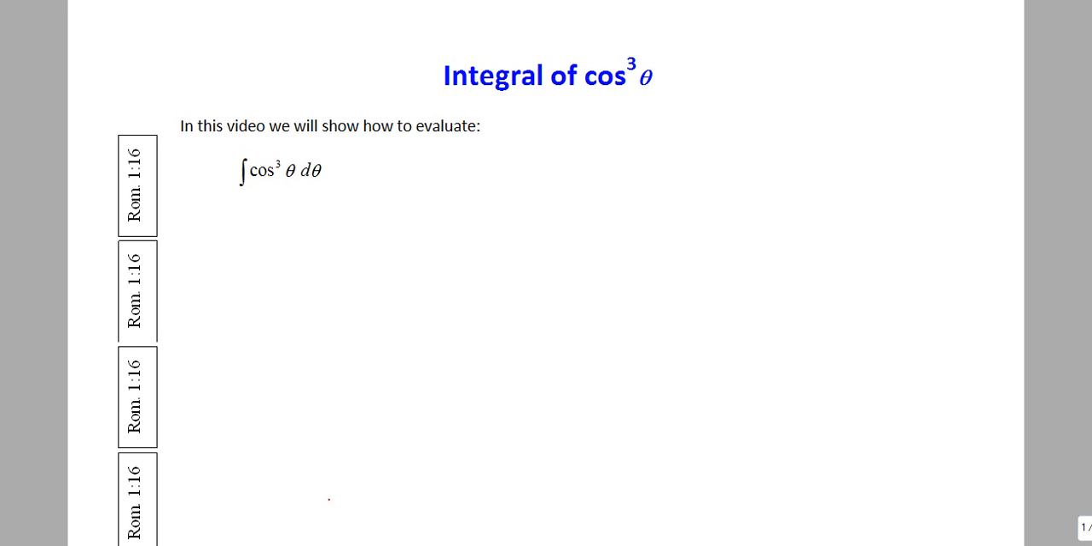Today we are going to consider finding the integral of cos cubed theta d theta. This is surprisingly simple to do. I'm going to take a couple looks at this problem. They're essentially equivalent, but two different ways of looking at the same thing, and you can pick which way you like.